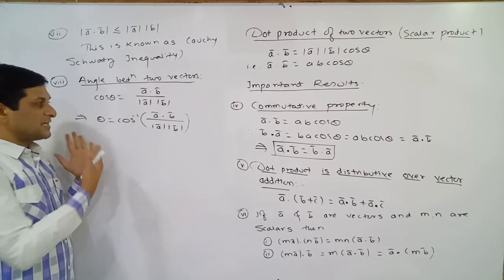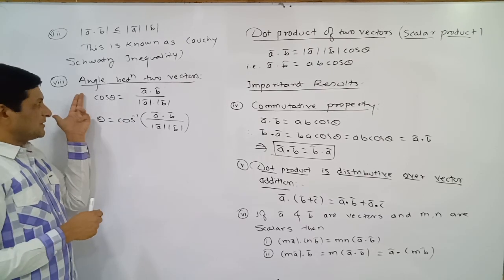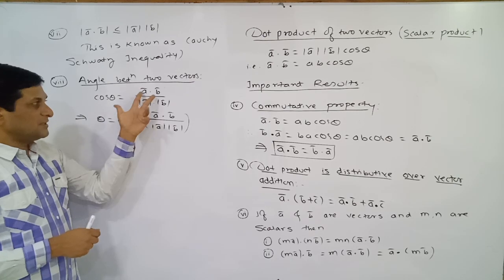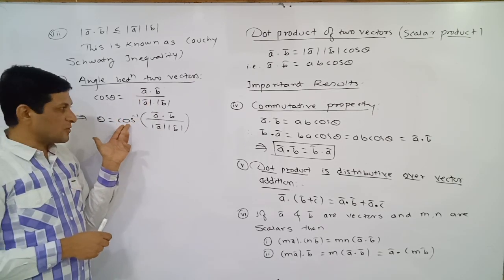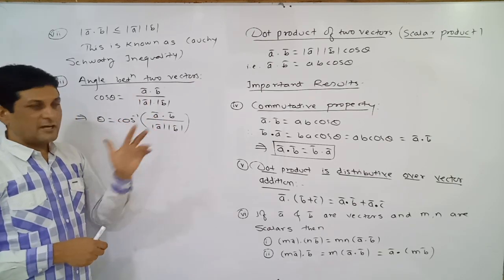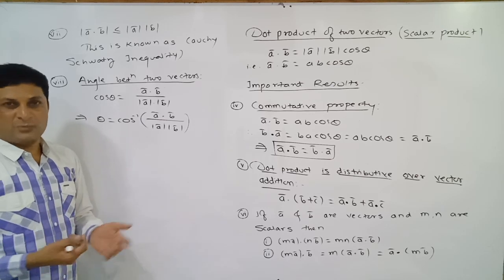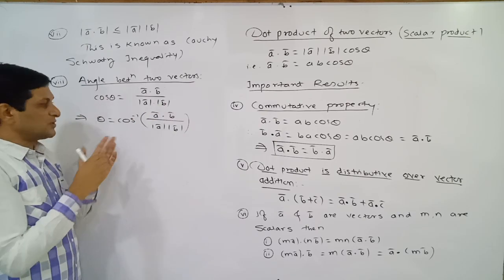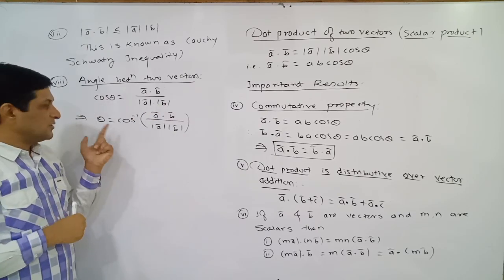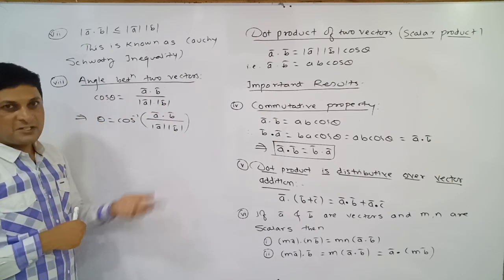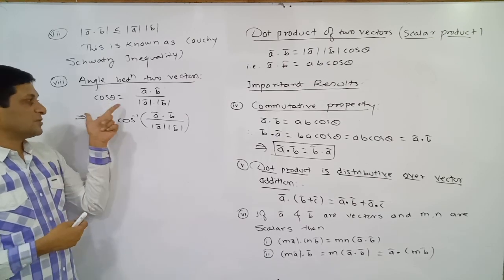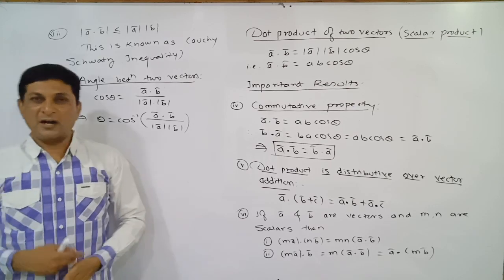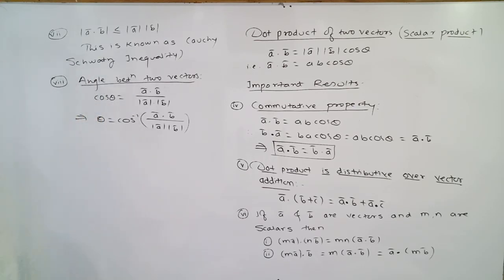Or if we take cos inverse on both sides, on this side cos inverse of cos theta will be equal to theta. And on the other side, we get cos inverse of a bar dot b bar divided by magnitude of a bar into magnitude of b bar. Just by taking cos inverse on both sides, we get the formula to find the value of theta, and theta is nothing but the angle between two vectors. So this is the formula applicable to find the angle between two vectors. Again, a few important results are there.